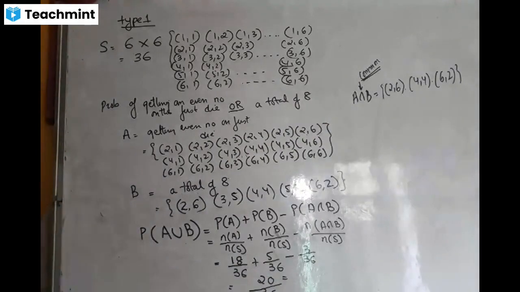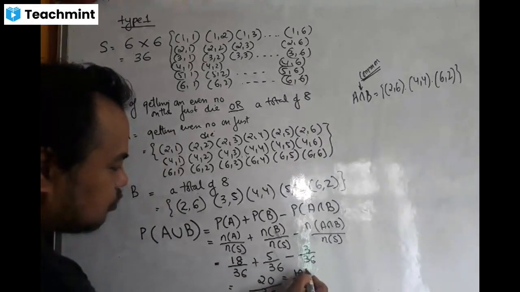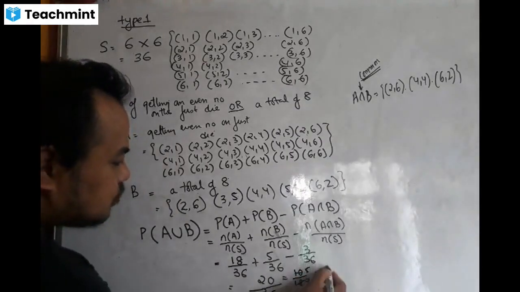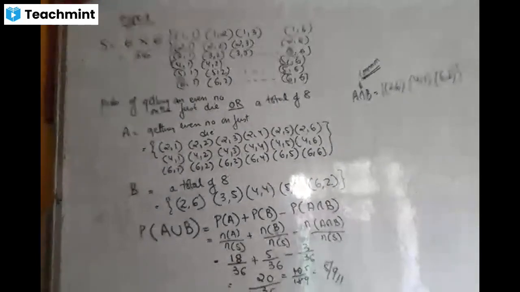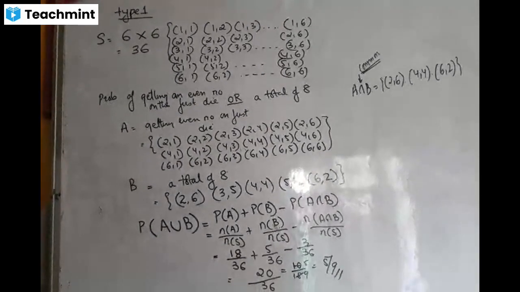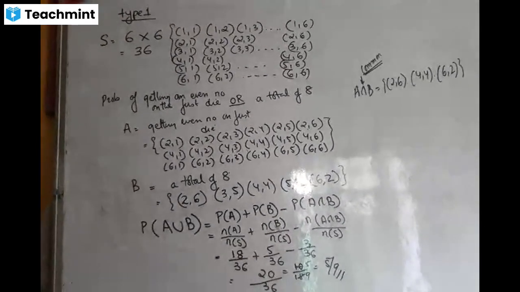You got 20 by 36. So when you cancel them, what do you get? 2 tens are 20, 2 ones are 2, 2 eights are 16, 2 nines are 18. So the answer is 5 by 9. So the probability of getting an even number on the first die, or a total of 8, is 5 by 9.